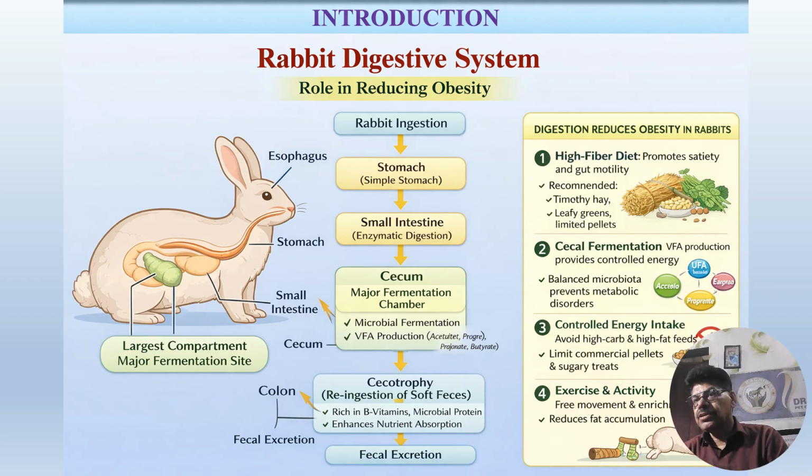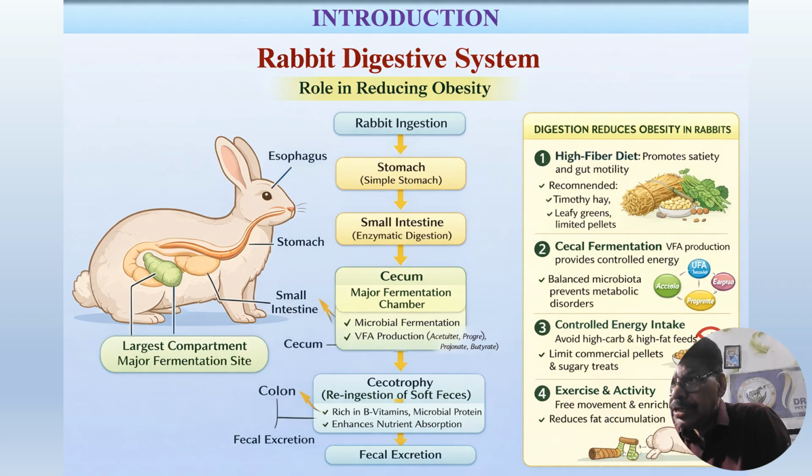This digestion reduces obesity in rabbits, as a high fiber diet promotes satiety and gut motility, and we recommend that Timothy hay or leafy greens with limited pellets be fed. The fermentation and volatile fatty acid production provide controlled energy, balance the microbiota, and prevent metabolic disorders.